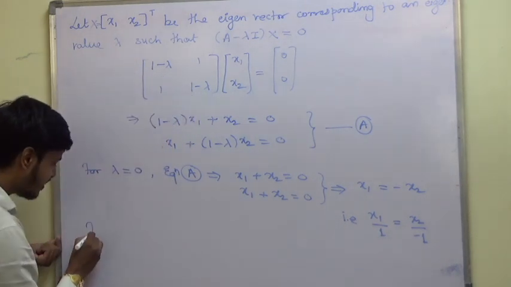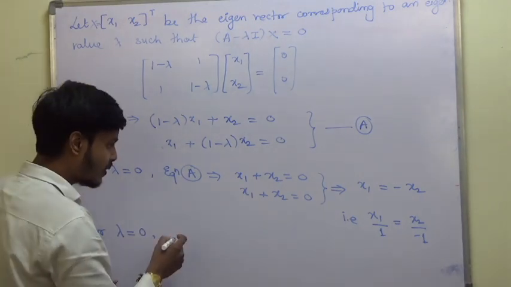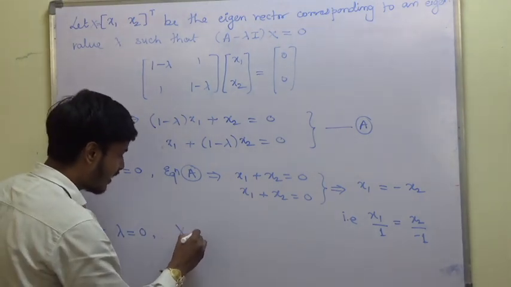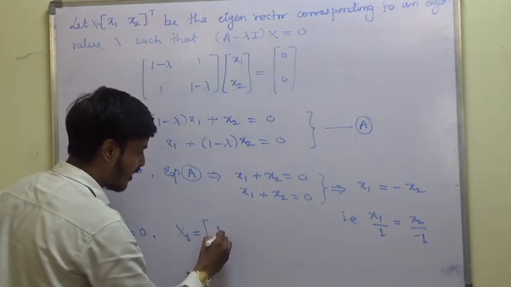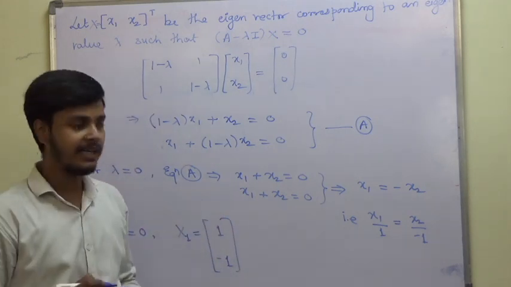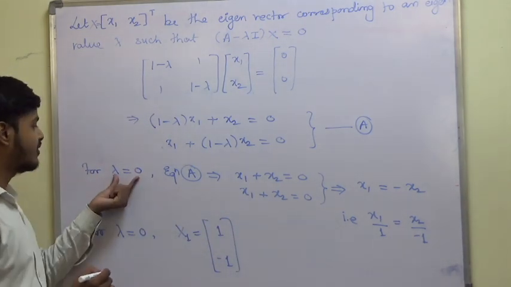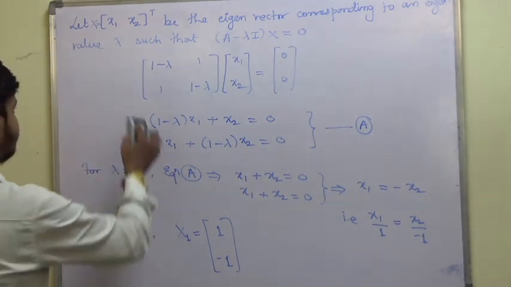So for lambda equal to 0, we got the first eigenvector. So you can write here, it is a good practice to write systematically. For lambda equal to 0, eigenvector is equal to 1 and minus 1. Very simple. Okay. Now likewise you can find out for lambda is equal to 2, what is the eigenvector.